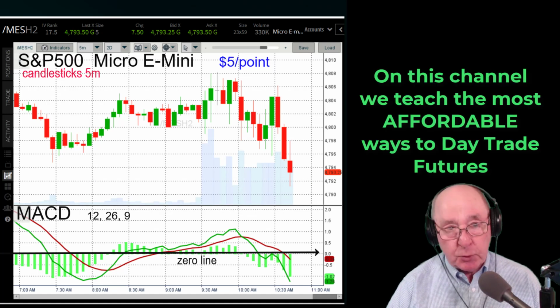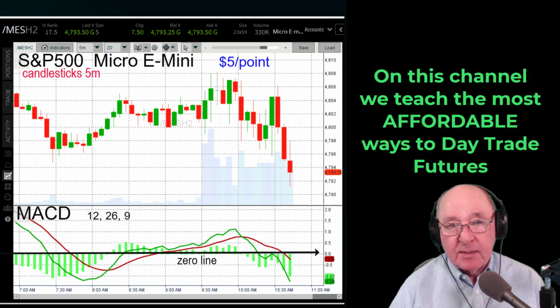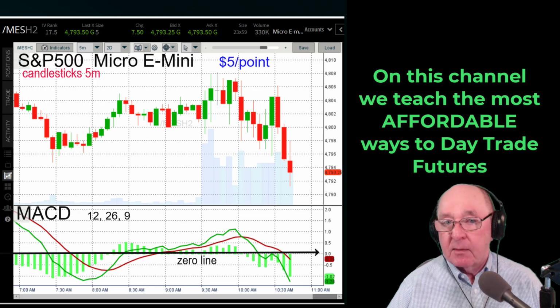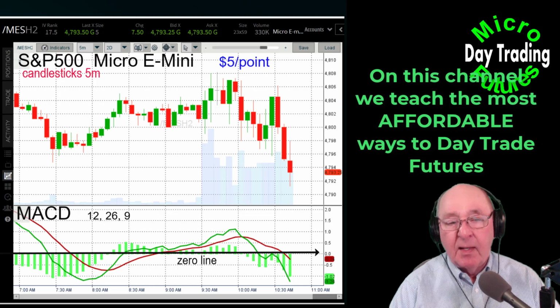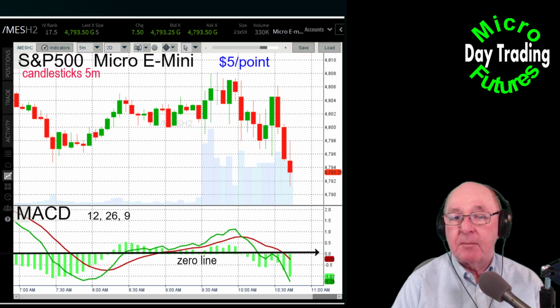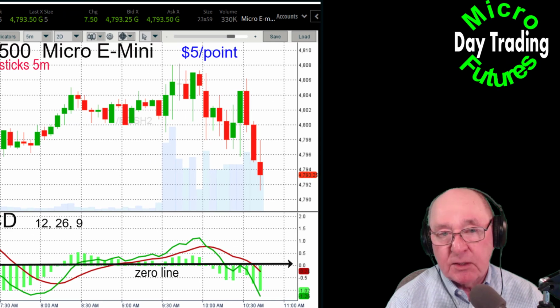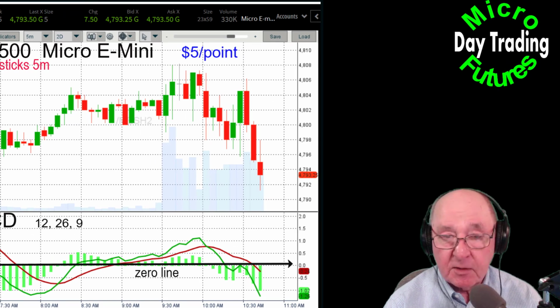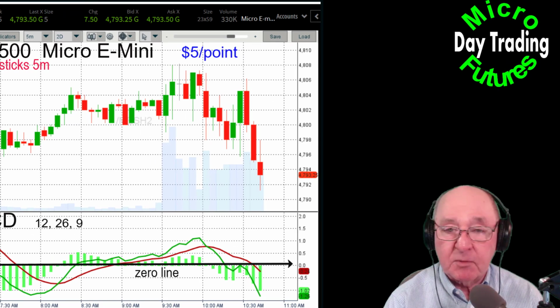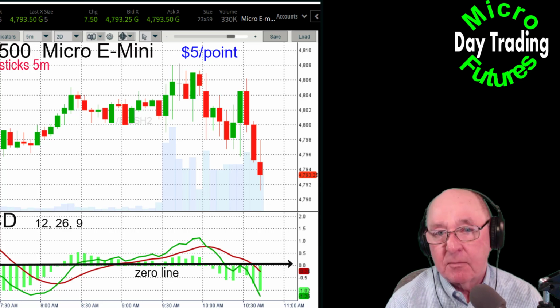The first thing we do with the Trade of the Week each time is to go over a trade setup. Why this trade and why now? I'm going to be shorting two of the S&P Micro Eminis. Each of these micro contracts trades for $5 per point. I'm going to trade two and short them, so I'm going to be trading at $10 per point.